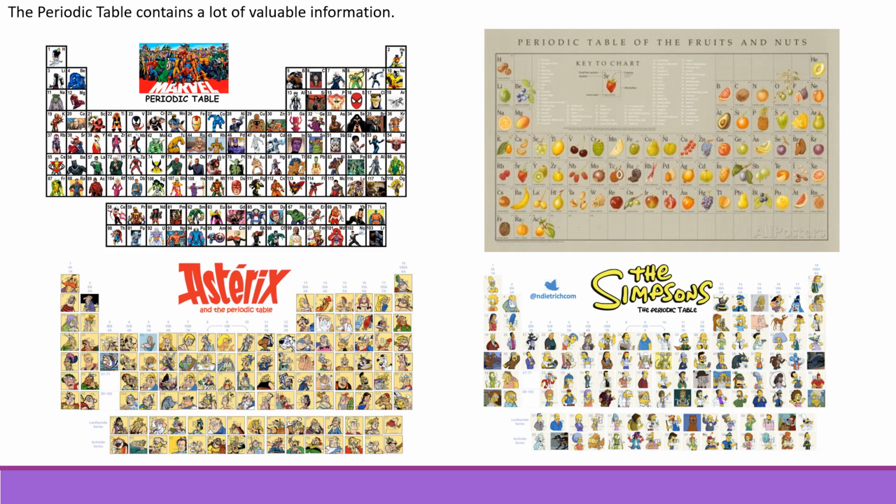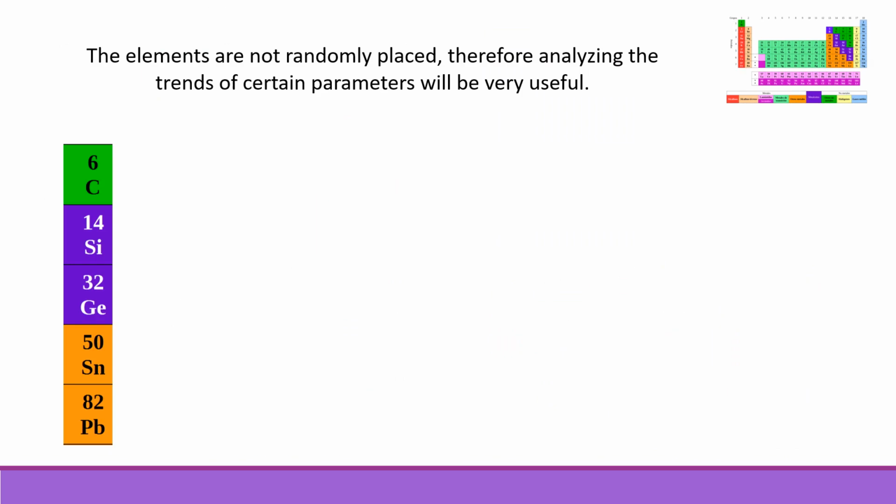And the periodic table still contains a lot of valuable information. It has so much valuable information that you can even describe the Marvel characters, or the Simpsons, or the fruits, or the Asterix characters, or whatever. But this information is not so relevant for us as the fact that the elements in the periodic table are, of course, not randomly placed.